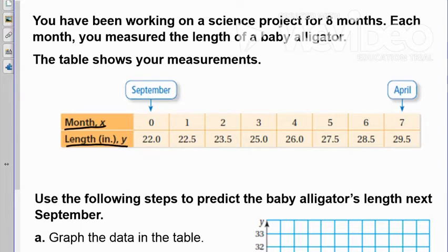So you can see we have 8 different data points starting in September all the way to April. If we look at September here, this is the beginning point of our data. So we're starting right here, and then we end all the way down in April. So our data begins at X is 0 in September, and it ends when X is 7. And then you can see the respective lengths along the table.